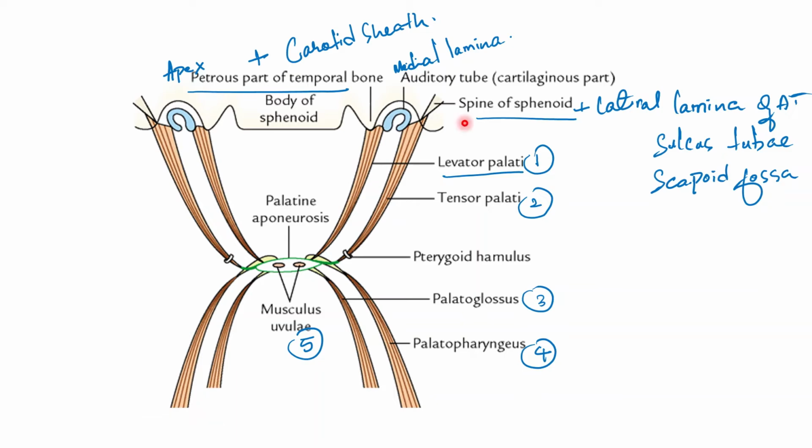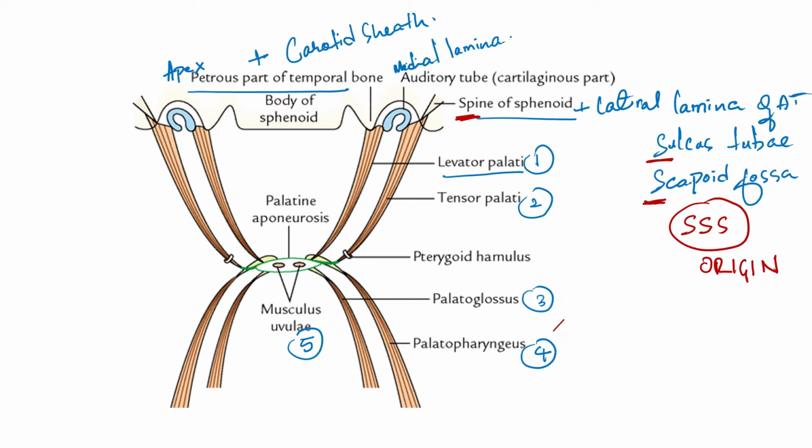So there are three Ys of origin. The origin of the tensor palatini muscle is represented in the form of three Ys. Number one is the spine of the sphenoid, then comes the sulcus tubae and the scaphoid fossa. So this is the origin of the tensor palatini muscle. So this is about the origin.